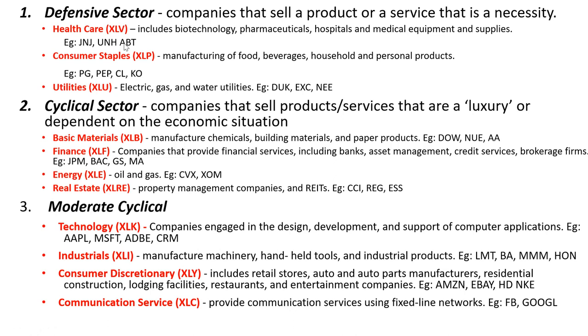This means that no matter what, you still have to buy baby products through J&J, because J&J is a brand monopoly in baby products. And a lot of medical hospitals also use Johnson & Johnson medical products. Then the consumer staples are those that manufacture food and beverages and household or personal products, like Procter & Gamble, Colgate, Coca-Cola, and PepsiCo.